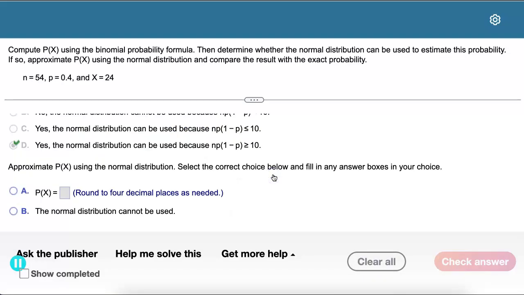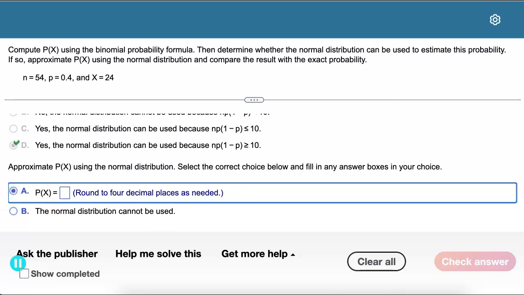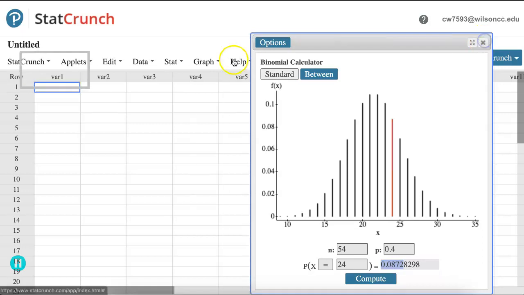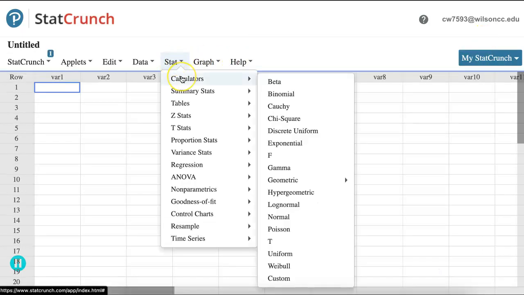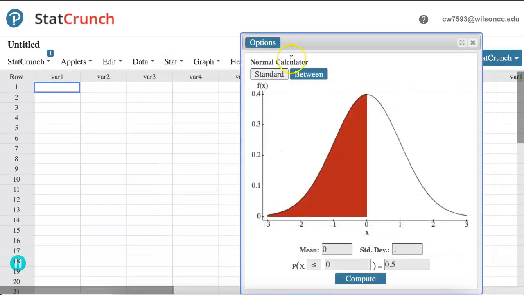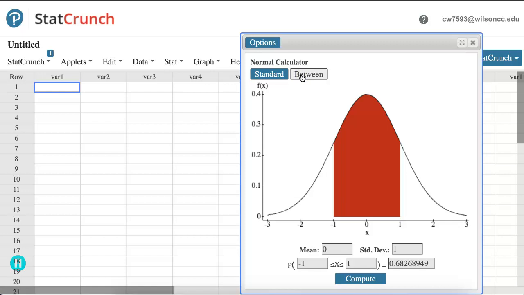Next, we're coming back and we're going to actually use this normal distribution to approximate P(x). So we're going to do this process again in StatCrunch. Come back to Stat and Calculators, but this time we're going to select Normal. We do want a between value, so make sure that you're selecting that option here up at the top.